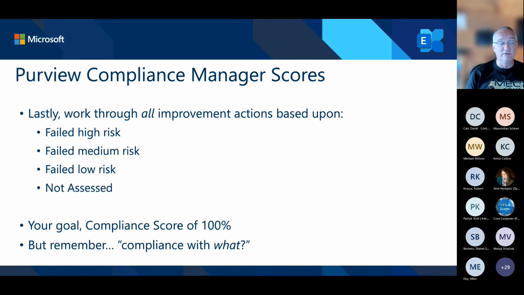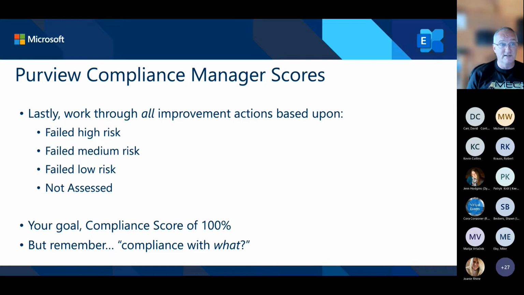The next thing you want to do is go through and work through all of the pending actions. Okay, based on the ones that you failed that are higher, medium risk, then the ones that are failed, low risk, and then finally, the last thing you do are the ones that are not assessed, because these are just your sort of general good housekeeping items. Okay, if they're not assessed, there is a school of compliance philosophy that says if it's not being assessed, it's not important and you don't need to do it.